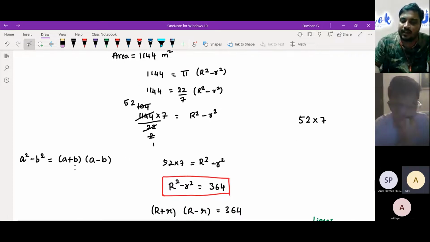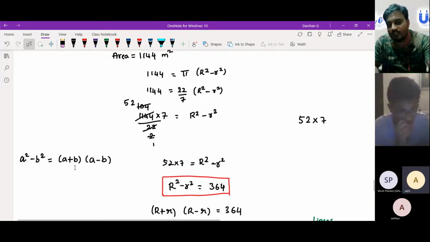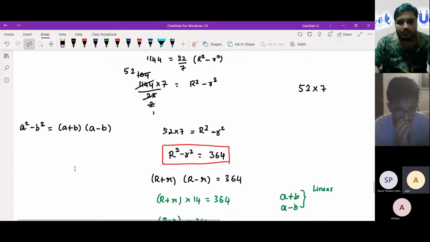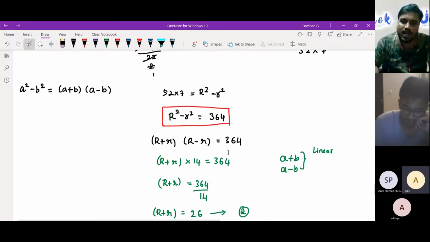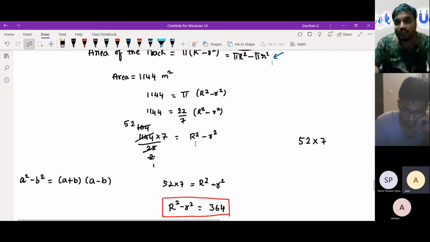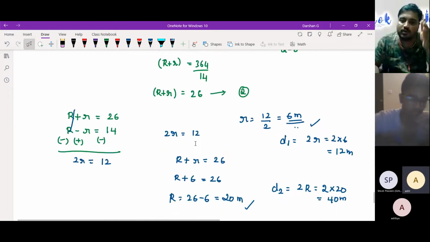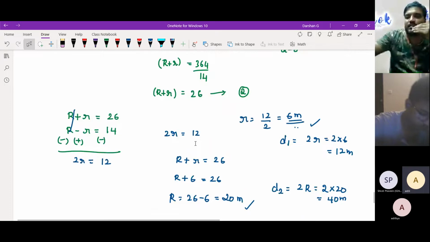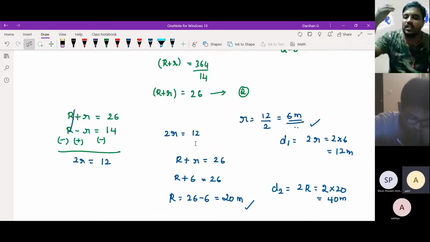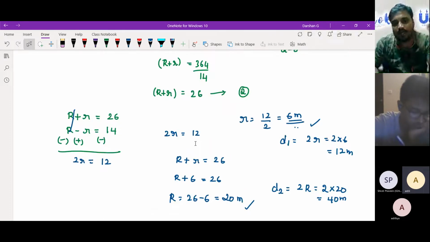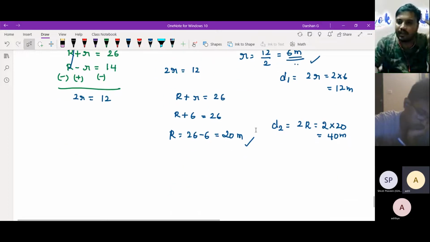That is nothing but an identity which we have studied in our previous classes: a square minus b square is (a plus b) into (a minus b). Just put the given values and multiply 52 into 7, that will be 364, equals (R plus r)(R minus r). We know R minus r from the previous equation, which is 14. Put it, and you will get R plus r. Use R plus r and R minus r as simultaneous equations, and then get r and bigger R to get diameter 1 and diameter 2.